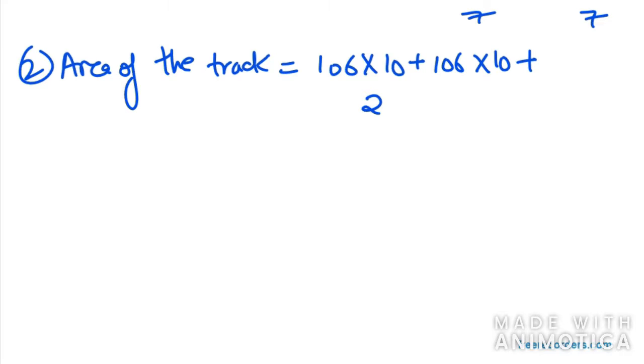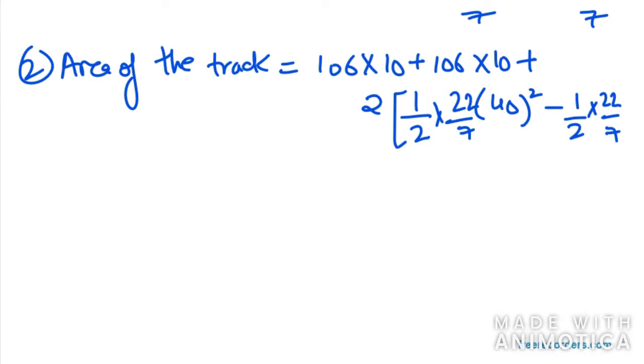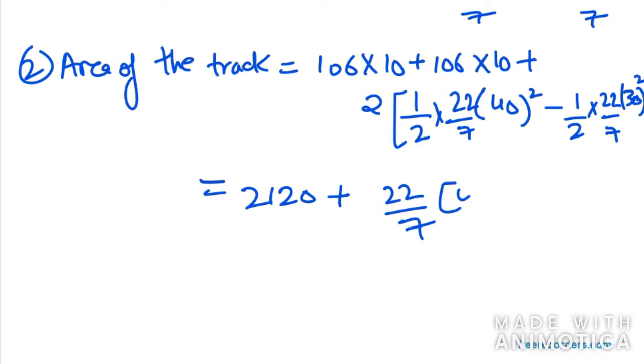Not circle, it will be a semicircle. So twice of half 22 over 7, this will be 40 square minus half of 22 over 7 and this will be 30 square. Now 106 into 10 will be 1060. So twice of 1060 will be 2120 plus, solving this part I will get 22 over 7, as 1 by 2 and 2 will get cancelled out. So 40 square minus 30 square.